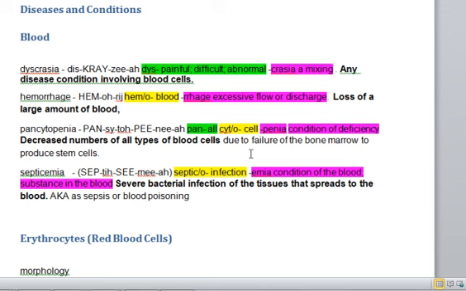So I've looked up the pronunciation, the suffix, the word breakdowns of the four terms in blood conditions, and I've come up with simple working definitions that I think are very understandable. Looking at them again, I would say dyscrasia is any disease or condition involving blood cells. Hemorrhage is the loss of a large amount of blood. Pancytopenia is the decreased number of all types of blood cells. And septicemia is severe bacterial infection of the tissues that spreads to the blood.